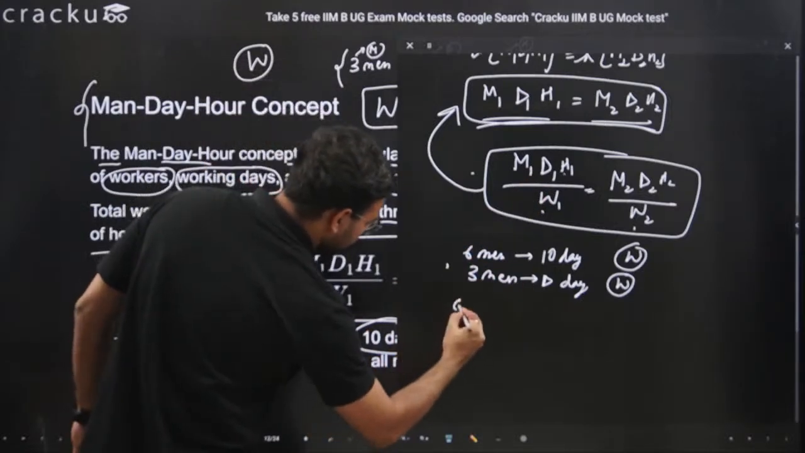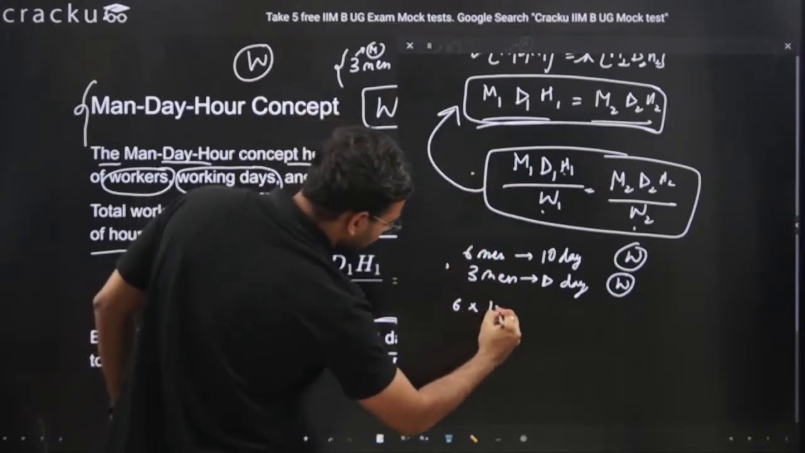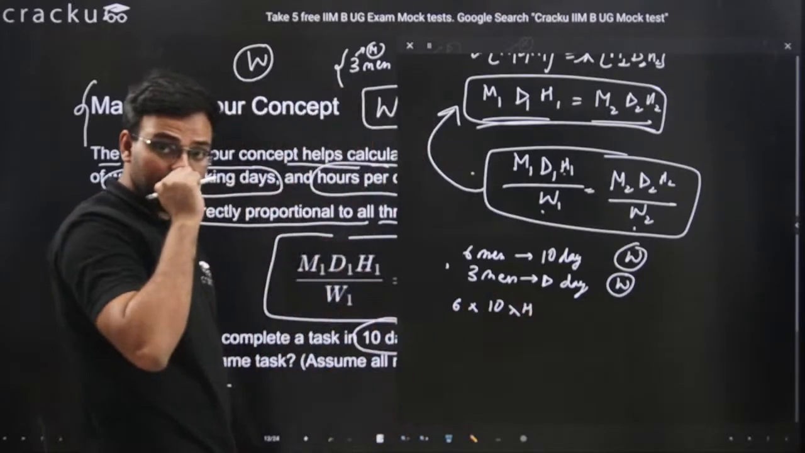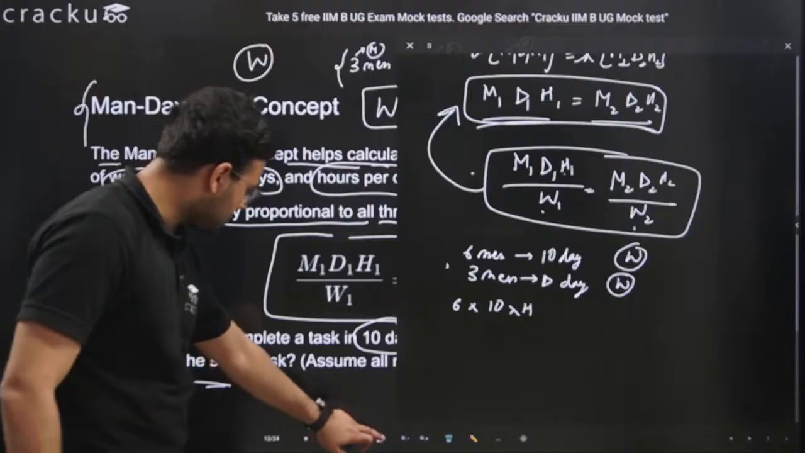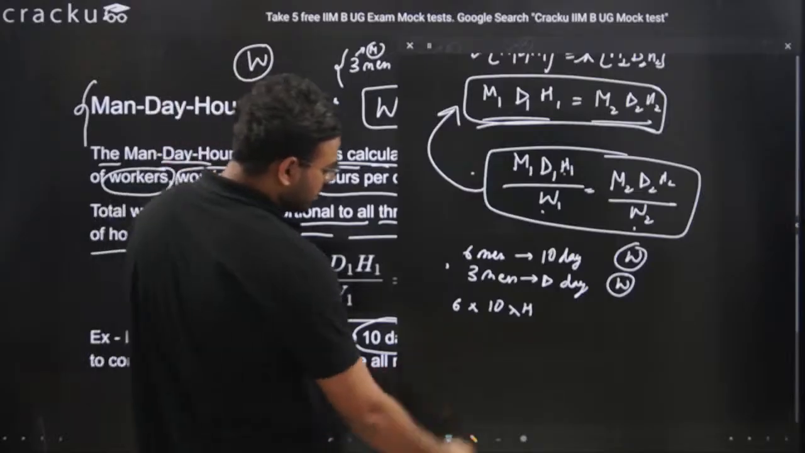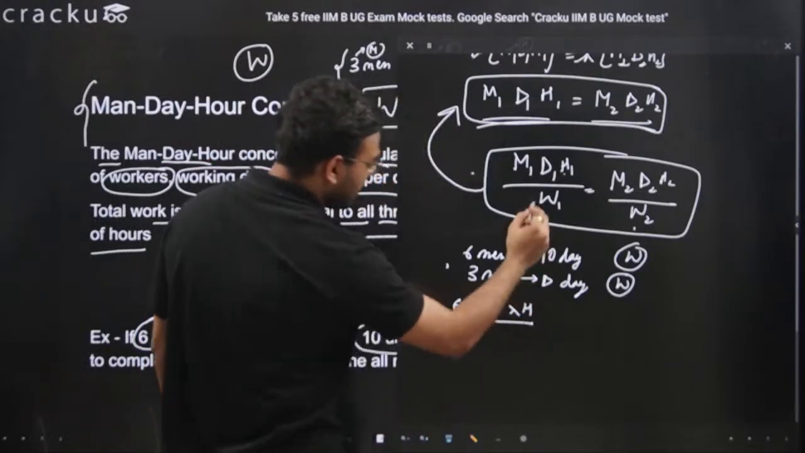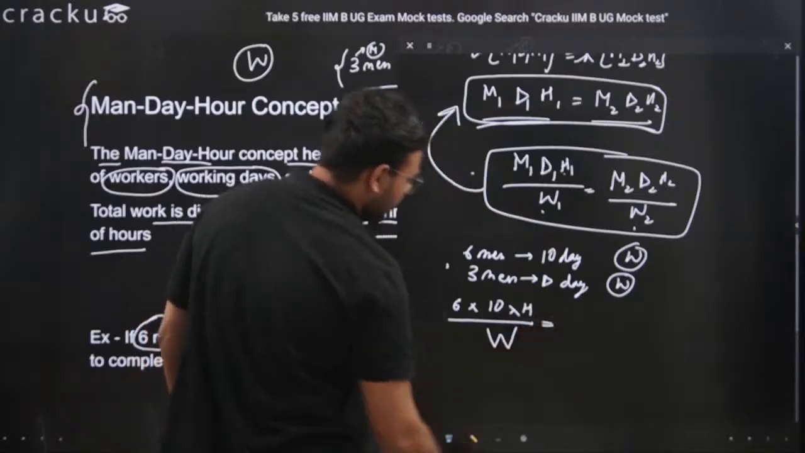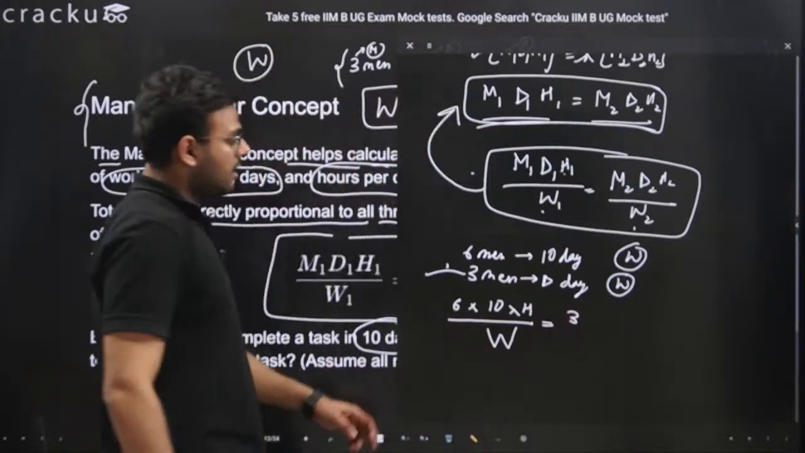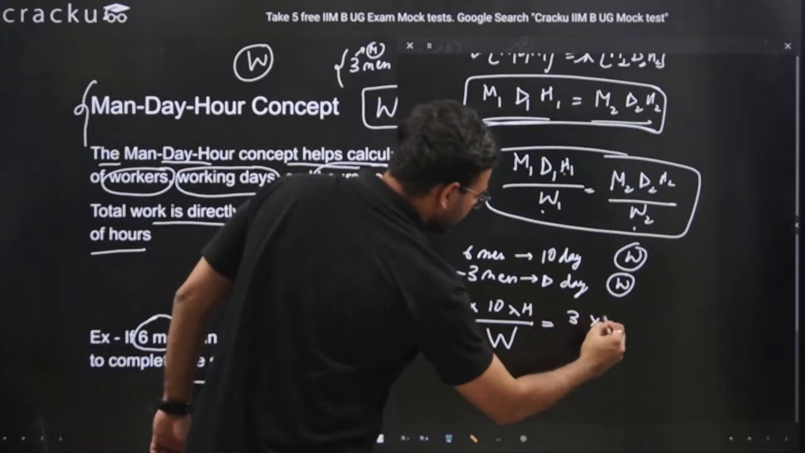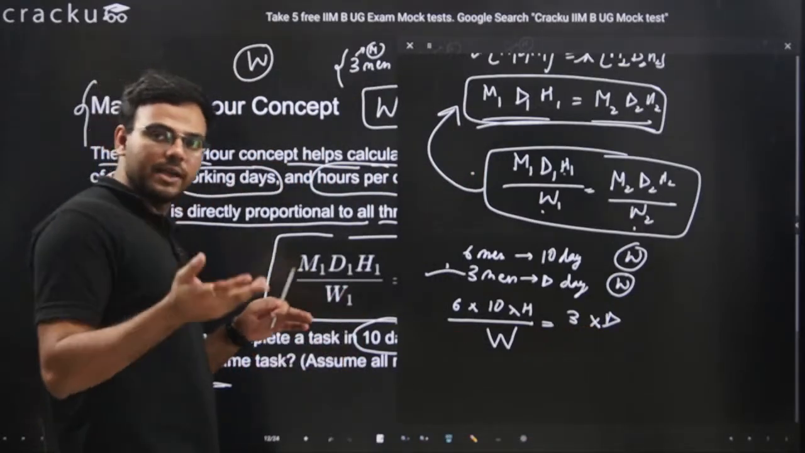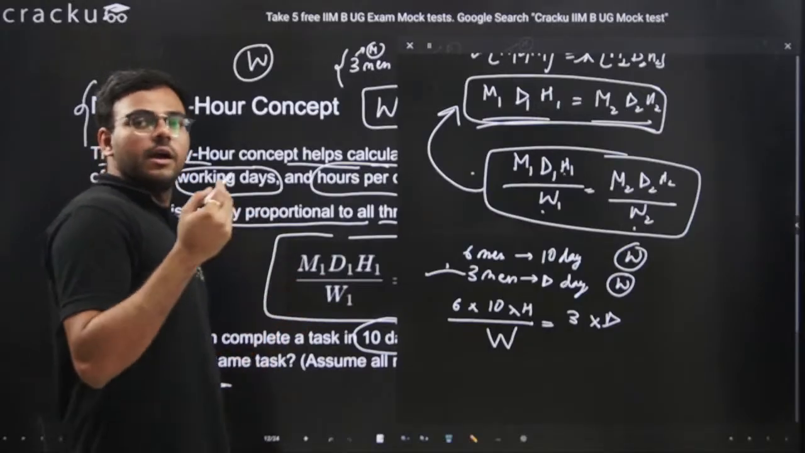So what is happening? This is 6 men, M1 is 6, D1 is 10, H1, let's say they're working for H hours per day, because it is given all have equal efficiency, that is they're working for an equal number of hours. So 6 into 10 into H divided by the work, which is W, is equal to, in the second case 3 men are working, so M2 is 3, they are working for D days, so D2 is D, and they are working for H hours. As I said, we will assume that in both of the groups, men are working for H hours per day.